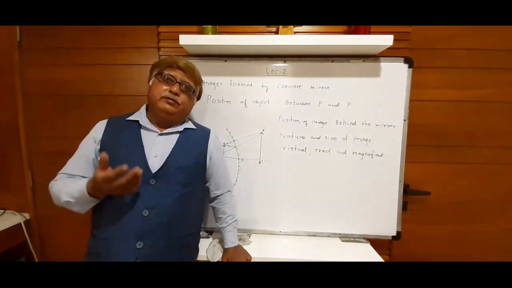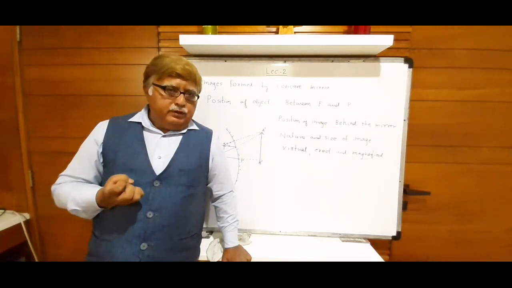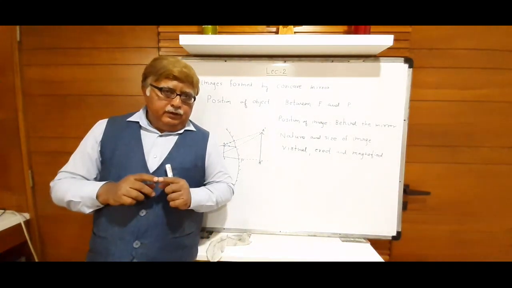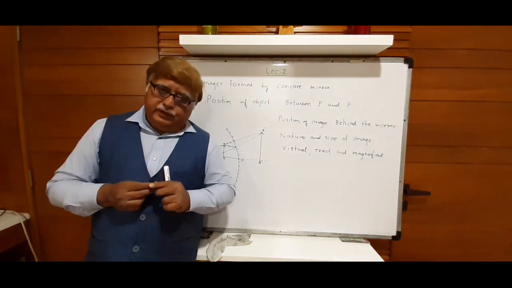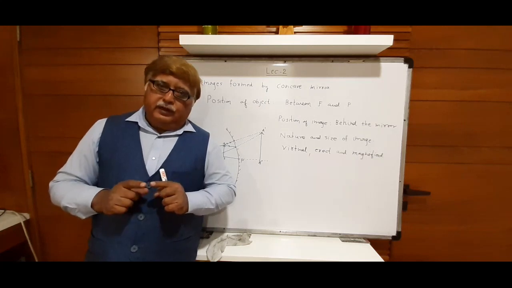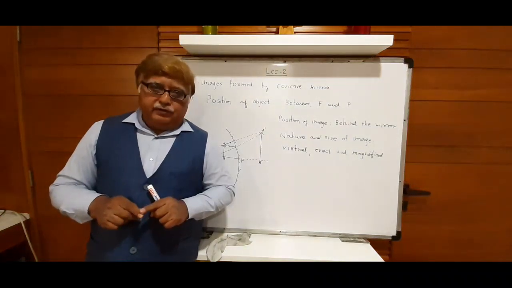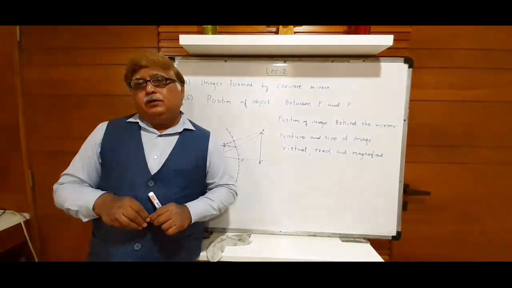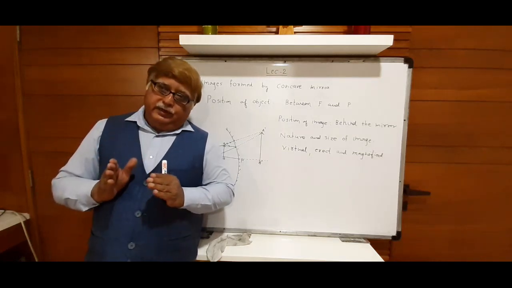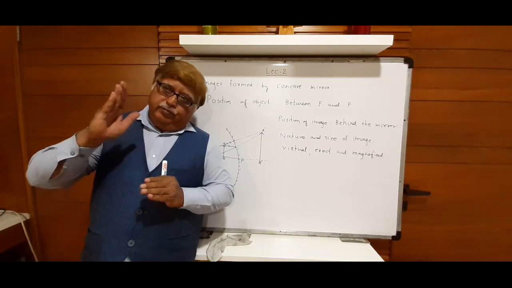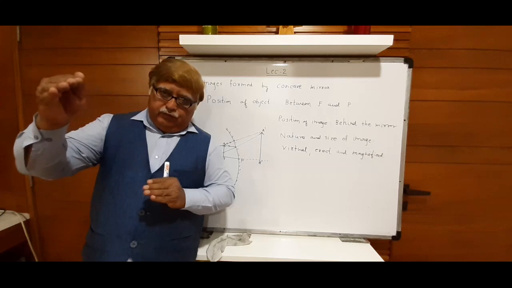Understand? Just try to understand. One practical application of concave mirror is in torch light. If you have at home, you can verify torch light, headlights of vehicles, searchlight, everywhere. Concave mirror helps us to create a parallel beam of light to visualize the object away from you.